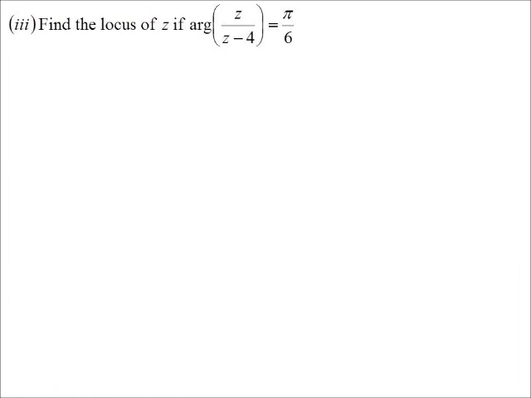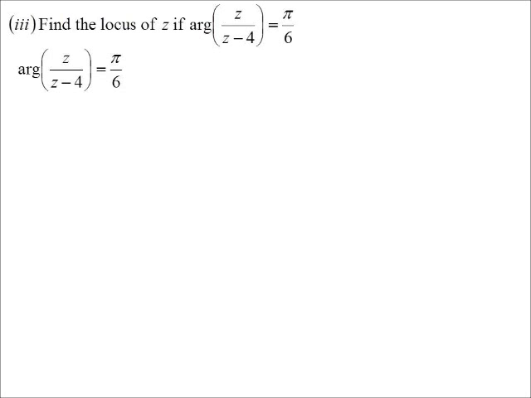There it is. The argument of, on the top of the fraction, I've got a linear function. It's just z. Bottom is z minus 4, and it equals pi on 6. This is an arc of a circle. Right? Let me show you why.